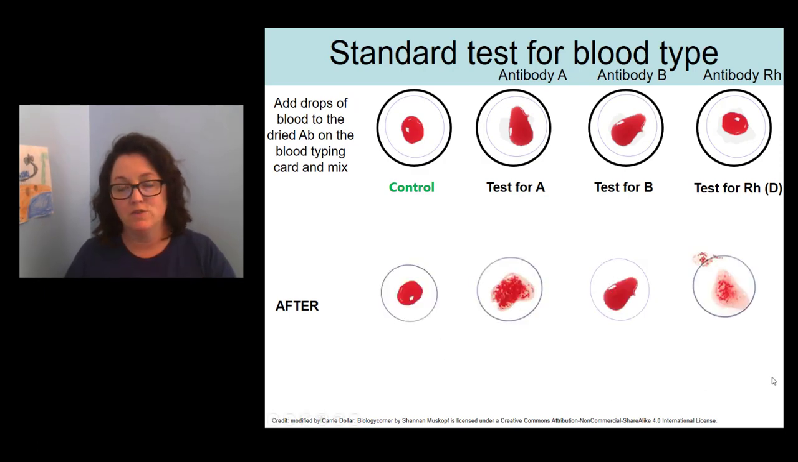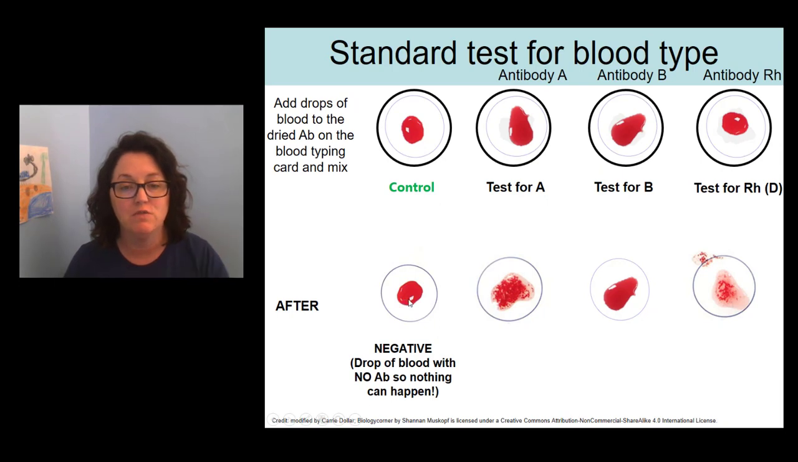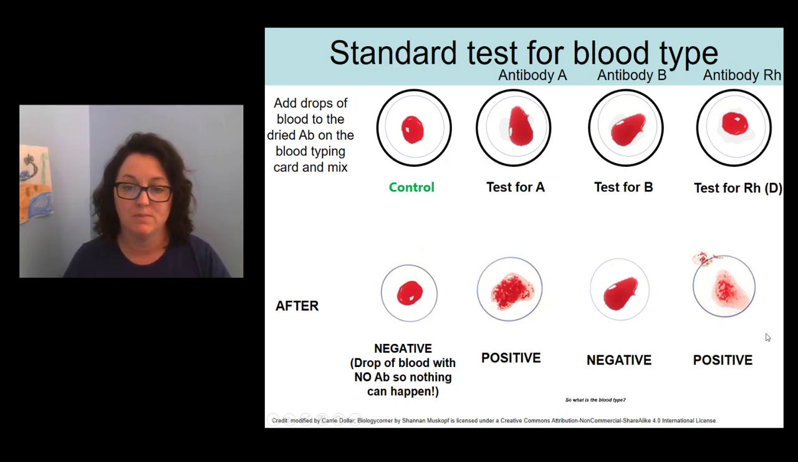So based on this, what blood type do we have? This is our control. So this is telling us what nothing looks like, right? This is what happens when there's no antibody present. So we know this is what a negative result looks like, right? So anything over here that looks like this one means it's a negative result. So obviously this one and this look very similar, no agglutination, right? But here we see clumping and here we see clumping, right? So we're positive for antigen A and positive for antigen Rh. So this person would be A positive.